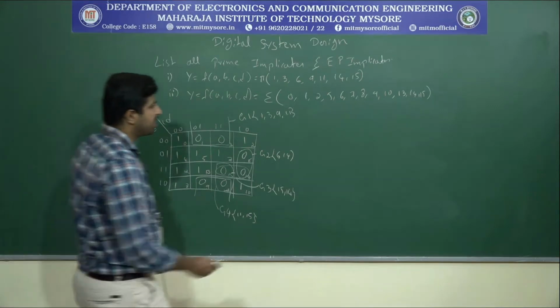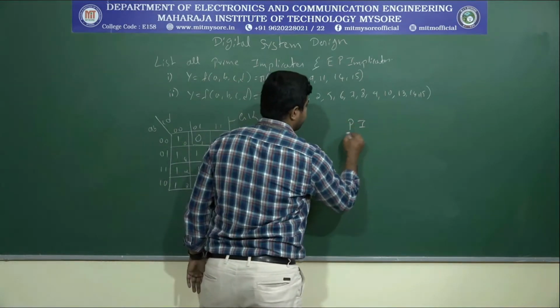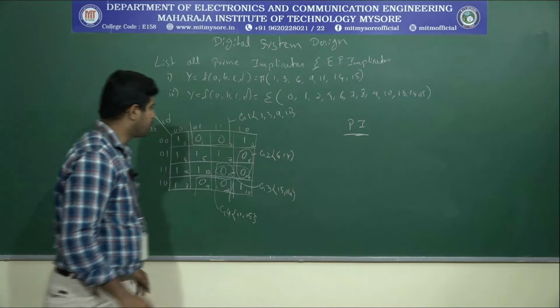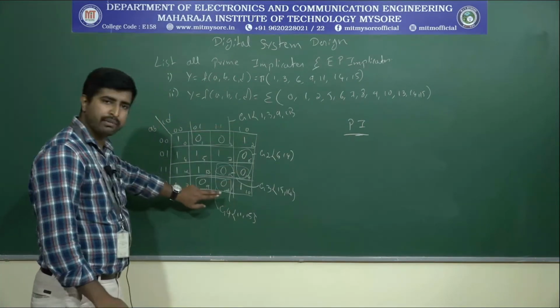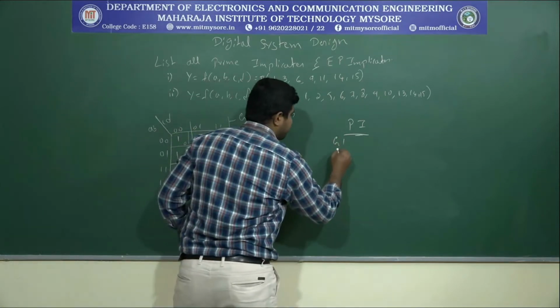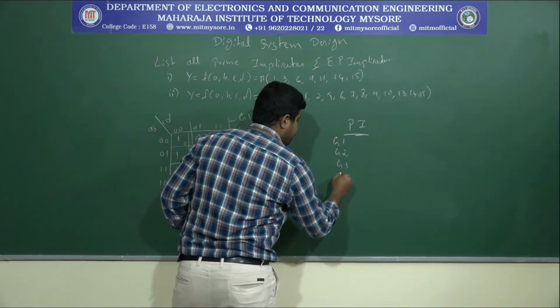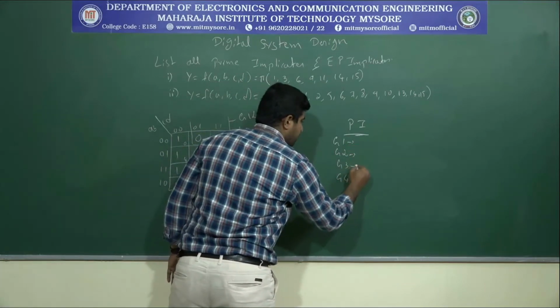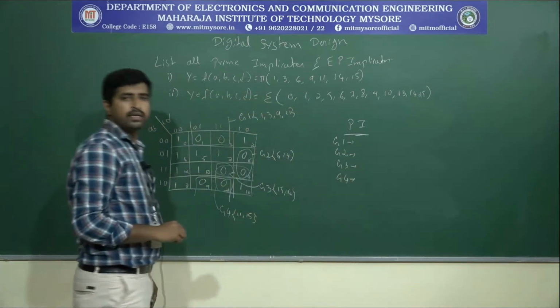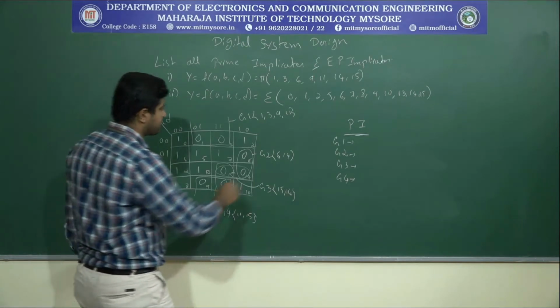Okay. So let us list the prime implicates. Keep in mind, prime implicates. Okay. So all the groups will be prime implicates. So that is G1, G2, G3, G4. Let us write the maxterm expression. Alright. Prime implicates. Let us write the implicates of group 1.